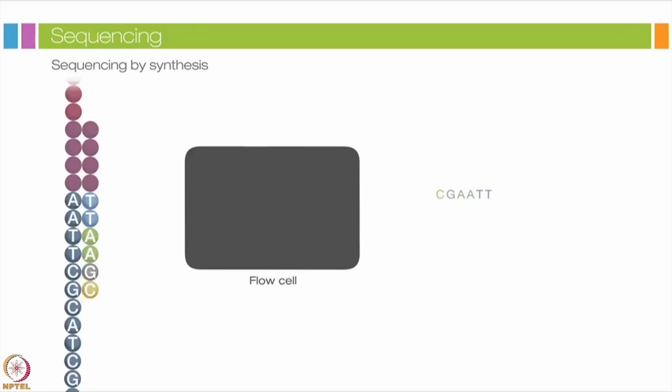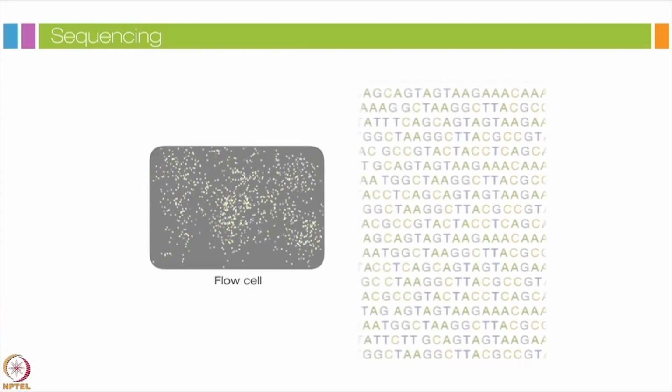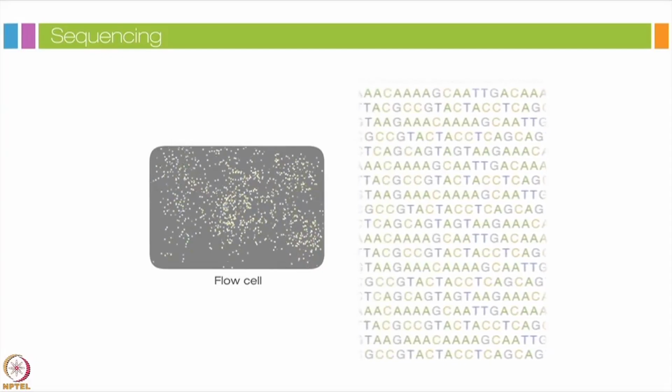The number of cycles determines the length of the read. The emission wavelength, along with the signal intensity, determine the base call. For a given cluster, all identical strands are read simultaneously. Hundreds of millions of clusters are sequenced in a massively parallel process. This image represents a small fraction of the flow cell.